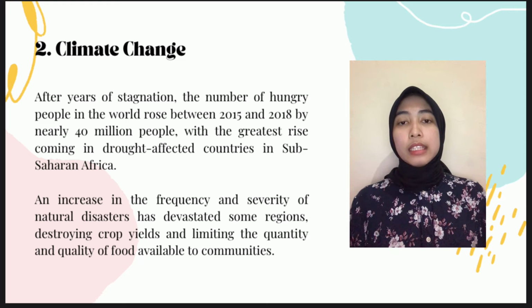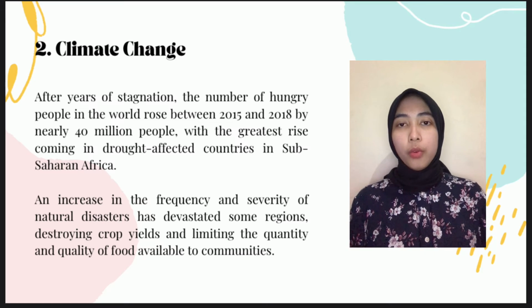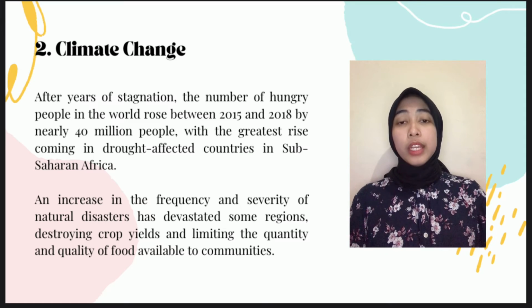The second one is climate change. After years of stagnation, the number of hungry people in the world rose between 2015 and 2018 by nearly 40 million people, with the greatest rise coming in drought-affected countries in sub-Saharan Africa. An increase in the frequency and severity of natural disasters has devastated some regions, destroying crop yields and limiting the quantity and the quality of food available to communities.